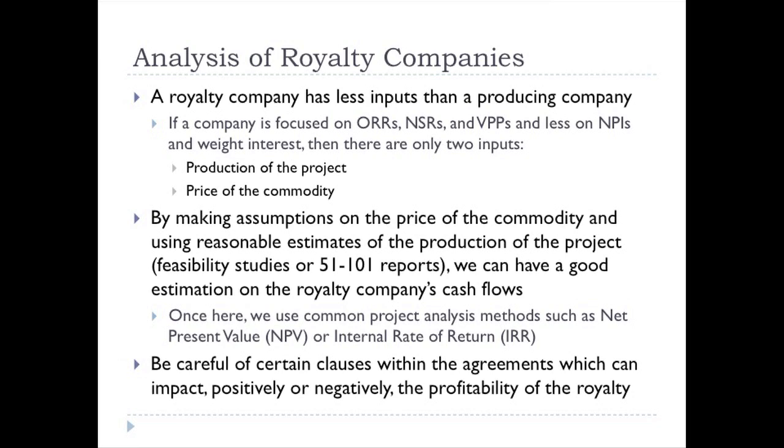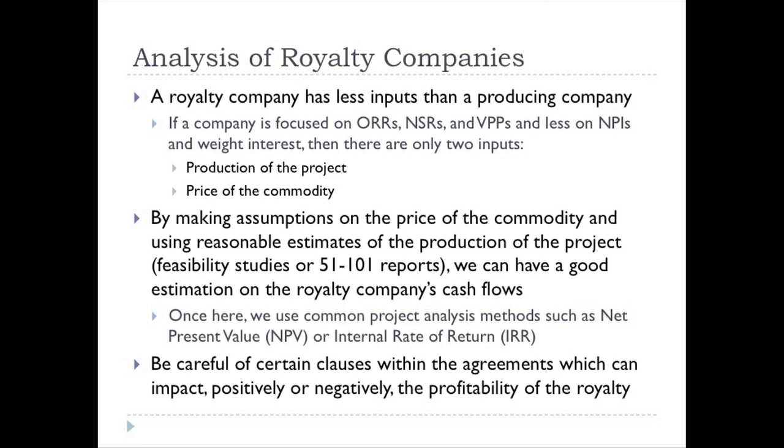Now, how do we generally analyze royalty companies? Well, royalty companies only have two main real inputs. One is how much they're going to receive and how much the price of the commodity is. As long as we have these two down, we pretty much have nailed it. Of course, this is very difficult, and if I could predict the price of commodity in a year or 2 years, I probably wouldn't tell you how. And we make reasonable estimates on the production of the project.